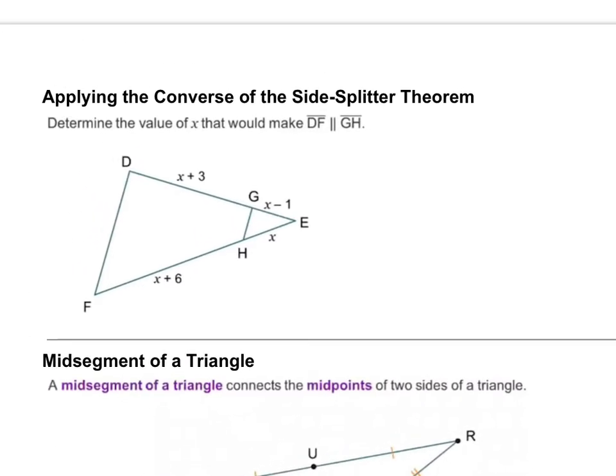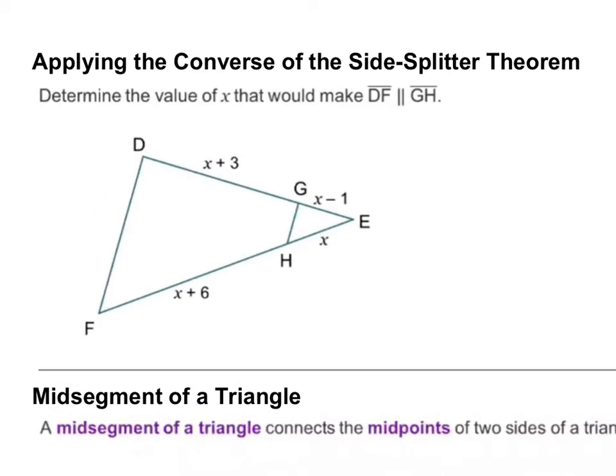So let's apply this a little bit and make sure that we can understand this and do the algebra that's required. What I want to do is apply the converse of the side-splitter theorem and determine a value of x that would make DF parallel to GH. If these are parallel, then I know that these sides are proportional. I'm going to color these in red and blue, and take this big segment and divide it by this little segment.